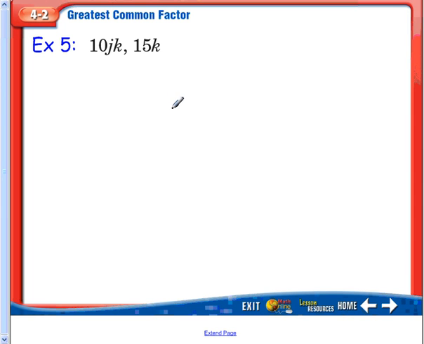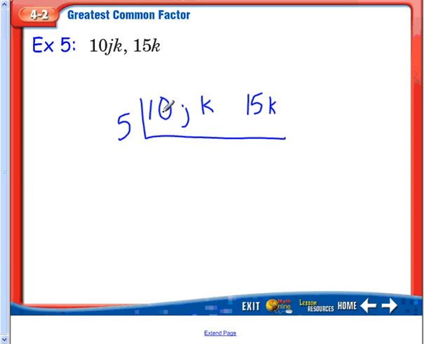Example number 5. I'm going to use the same method that I did before. I have 10j times k and also 15 times k. I use the same process here in finding common factors. Okay, I have the number 10 and I have the number 15. A common factor for both of those is 5.